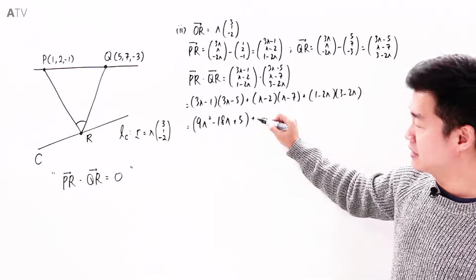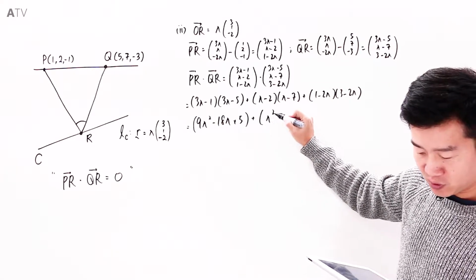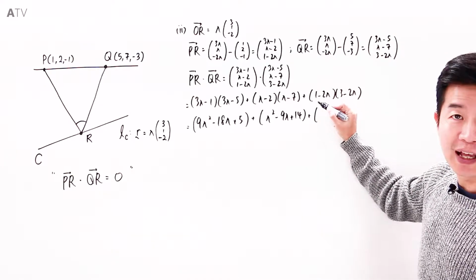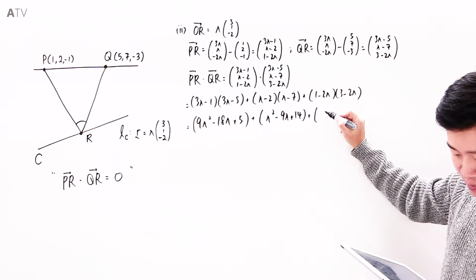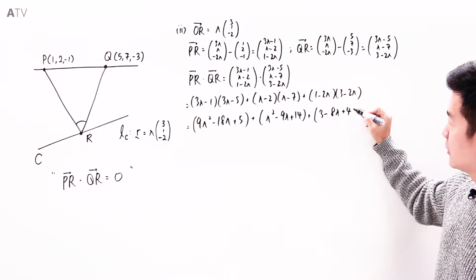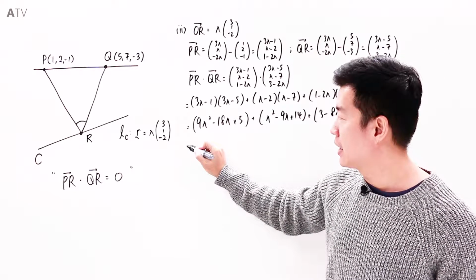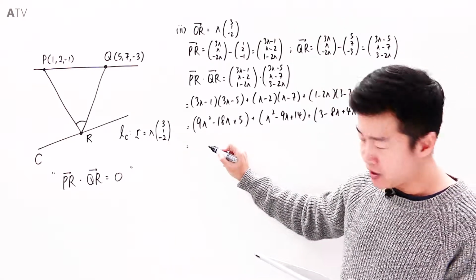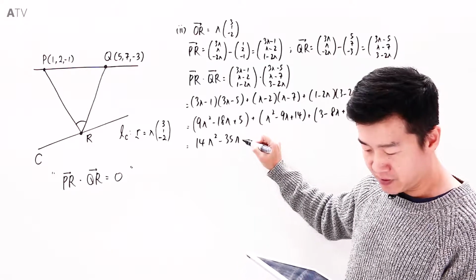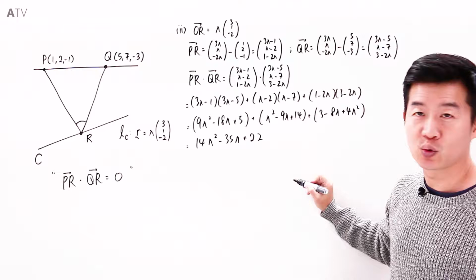Then when I expand this, I will be getting lambda square - 9 lambda + 14. And then when I expand this, I will be getting 3 - 8 lambda + 4 lambda square. And simplifying what we have gotten so far, it will be 14 lambda square - 35 lambda + 22.